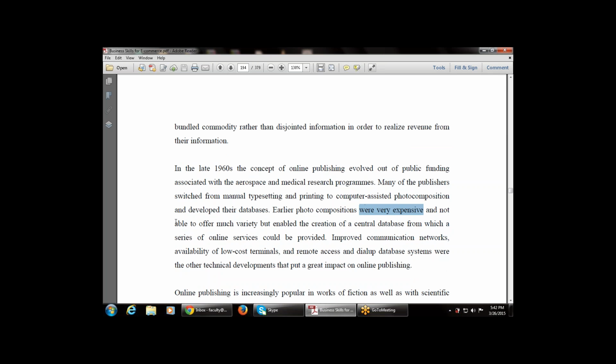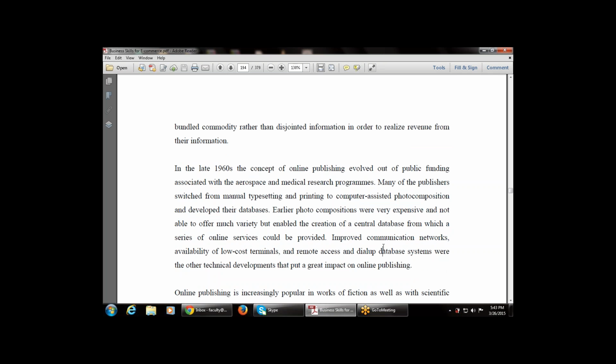Earlier photo compositions were very expensive and not able to offer much variety, but enabled the creation of central databases from which a series of online services could be provided. Improved communication networks, availability of low-cost terminals and remote access, and dial-up database systems were the other technical developments that had a great impact on online publishing.